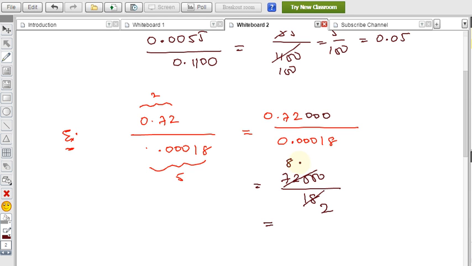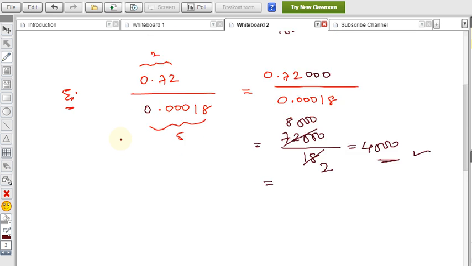So 8 are. Then 3 zeros. Again 8000 by 2, that is 4000. So make the number of digits the same after the point, then you can do the same process as for normal divisions.